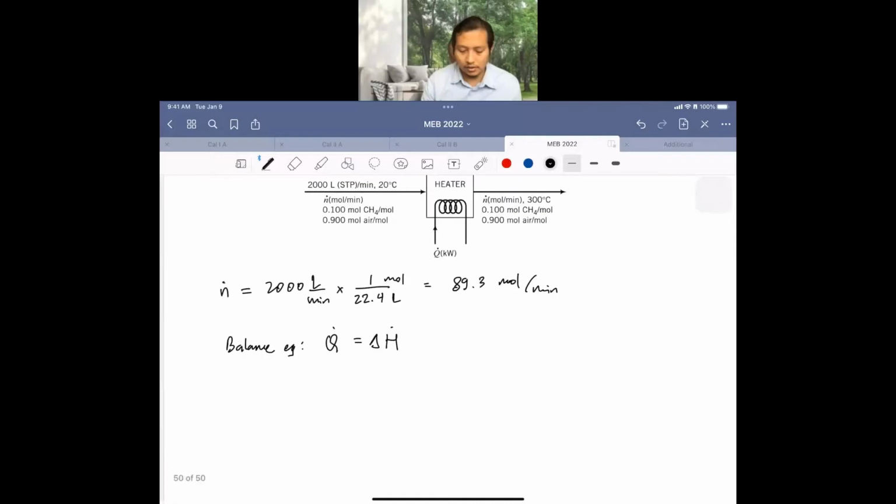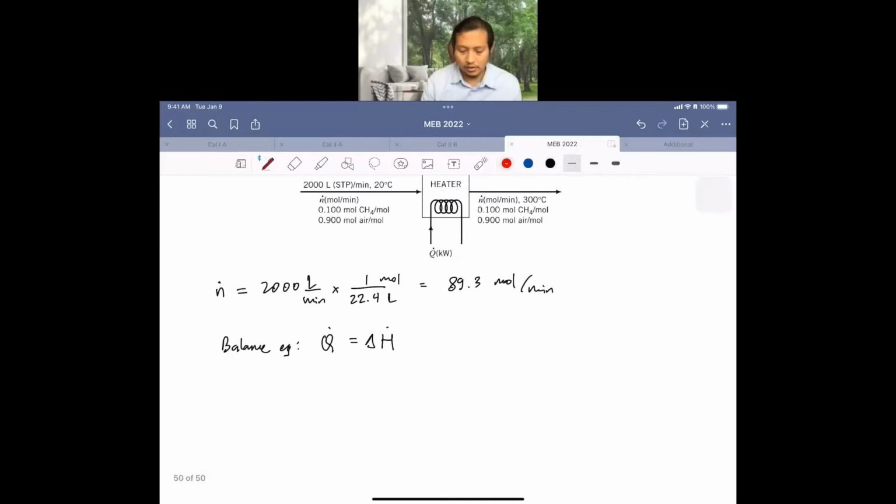So we need to break down this delta H, right? The delta H is going to be from the outlet minus inlet. So we have the mole and then the specific enthalpy for the outlet and the inlet.